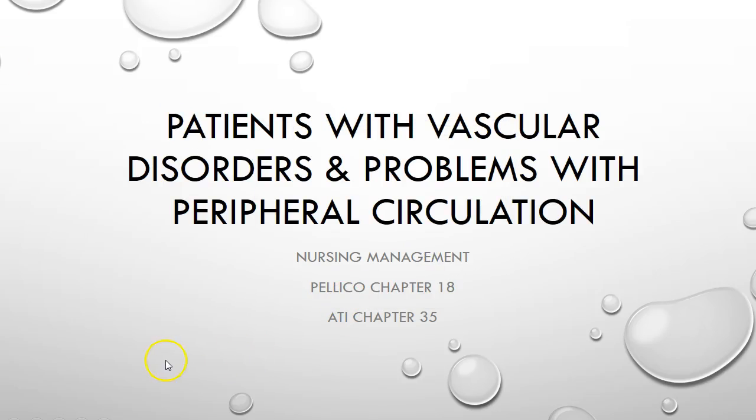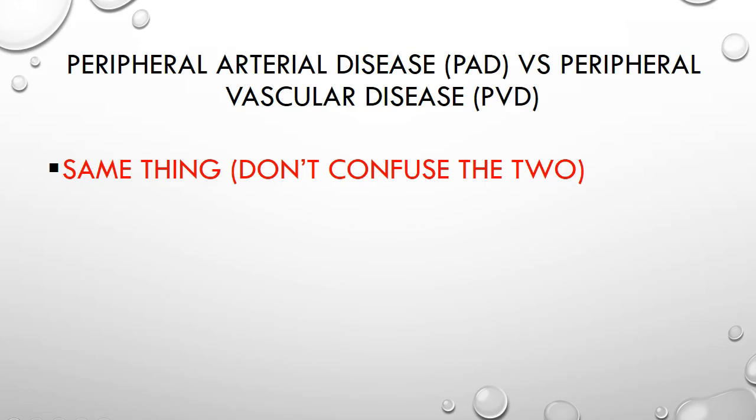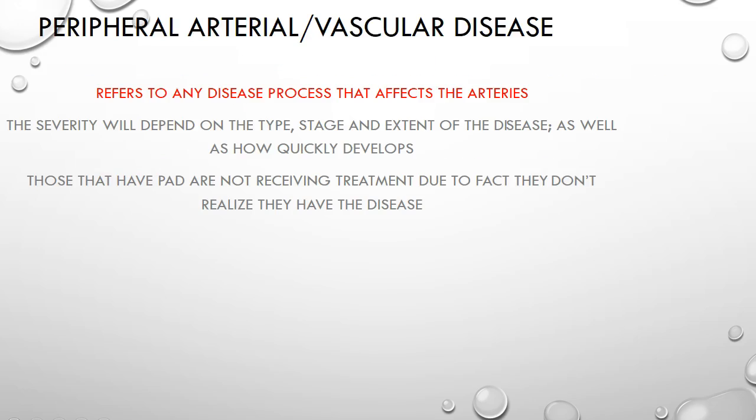All right, so we're going to talk about peripheral arterial disease. Peripheral arterial disease and peripheral vascular disease are the same thing, so don't confuse them and think that they're two different things. They're the same thing. PAD refers to any disease process which affects the arteries. So it's basically atherosclerosis in the arteries.